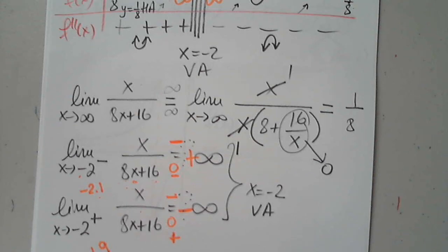Table and punch in negative 2.1, and you will see you will get a positive number. And if you punch in negative 1.9, you will get a positive, what did I do? Yeah, I'm sorry, yes. So that's the positive and that's the negative. And that's what we got.